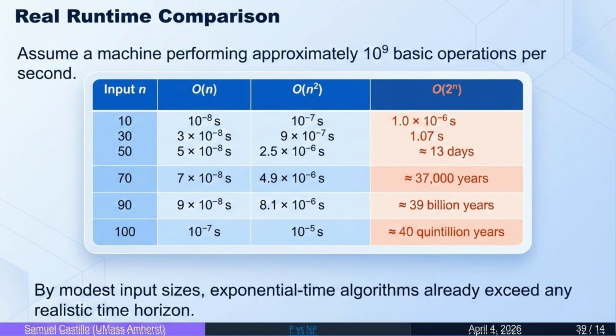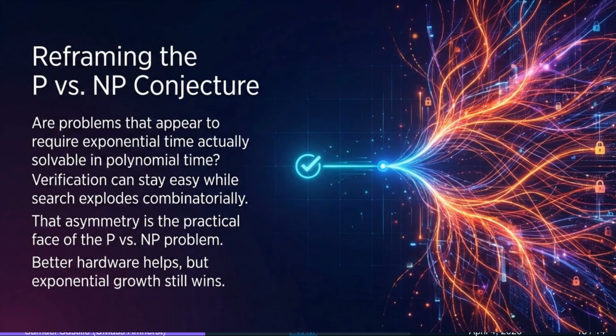Comparing real runtime, even for a machine performing 1 billion basic operations per second, exponential time algorithms quickly become infeasible. With an input size of just 100, an O(2^n) algorithm would take an estimated 40 quintillion years. This demonstrates how exponential time algorithms exceed any realistic time horizon, even with modest input sizes.